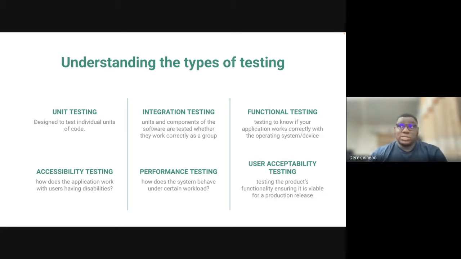And the last but not the least, which I think is something that every PM must do, is user acceptability testing. So this is basically testing the product's functionality. So a product was built for someone to be able to log in. Can they log in? Right? What are your criteria? Can you say that this product is something that someone can actually log in with?